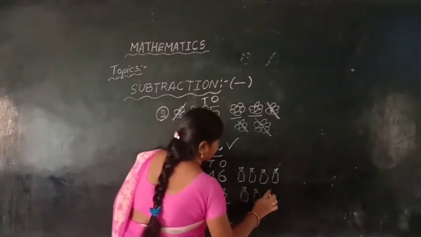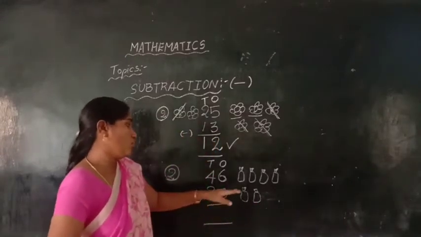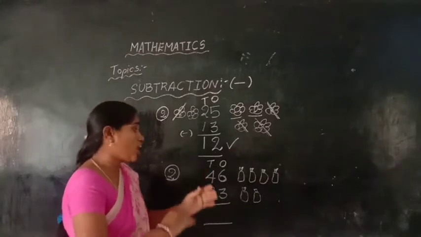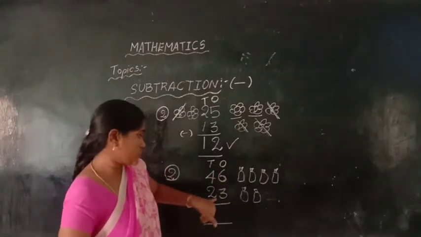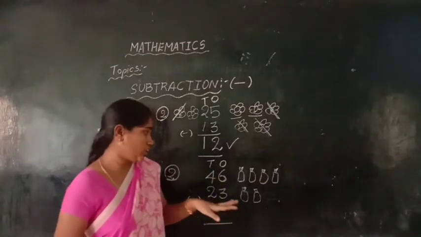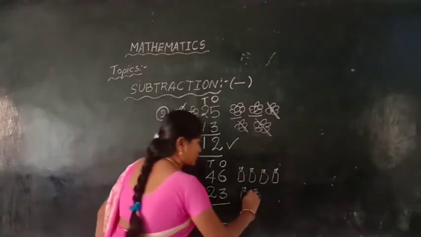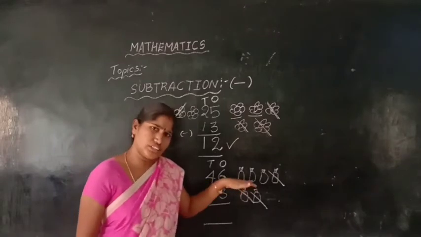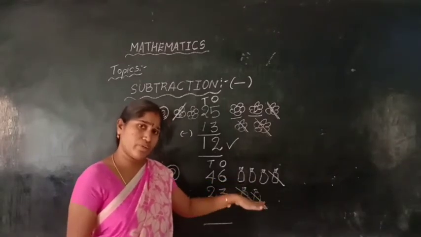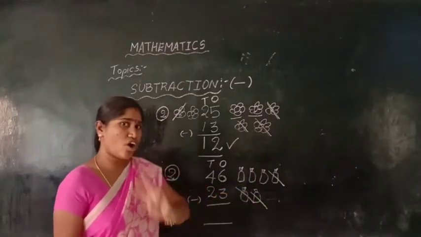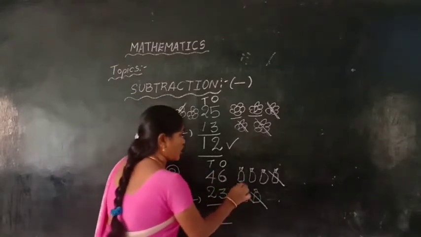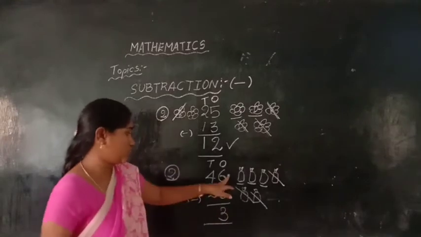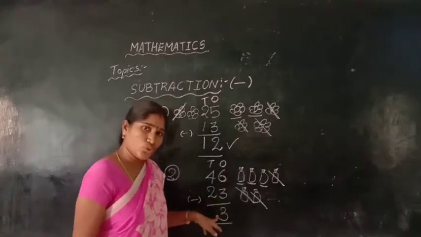1, 2, 3, 4, 5, 6. Okay. Now we took 6 chocolates here. How many chocolates will we cross? See here, 3. So we crossed 3 chocolates. 1, 2, 3. Finished. How many remain? Yes, 3 chocolates remain there. 1, 2, 3. So that is 3 here. 6 minus 3 equals 3.